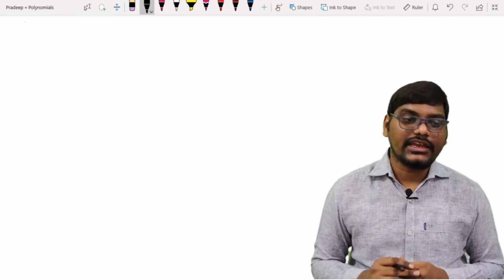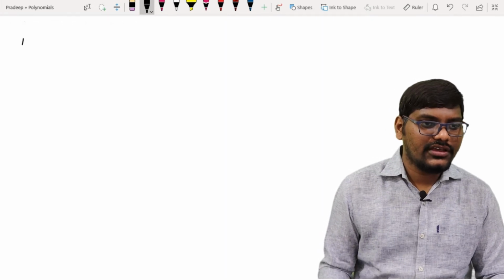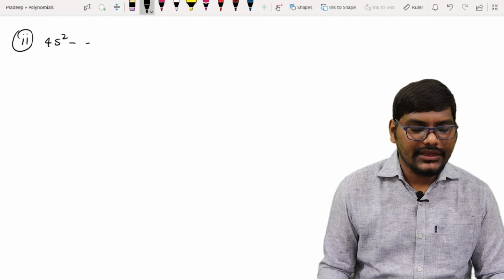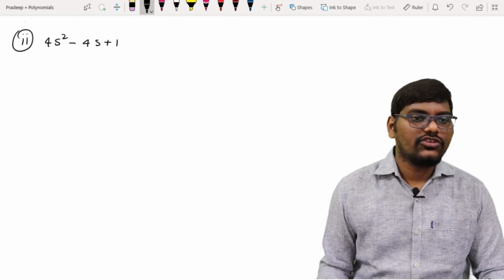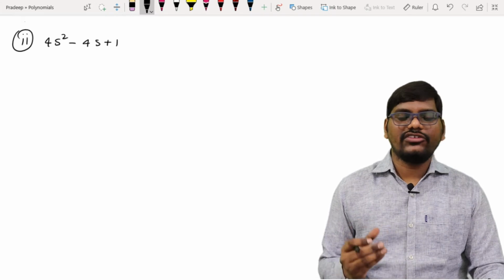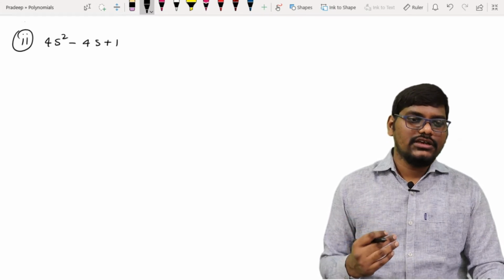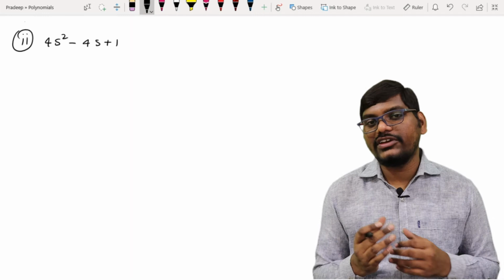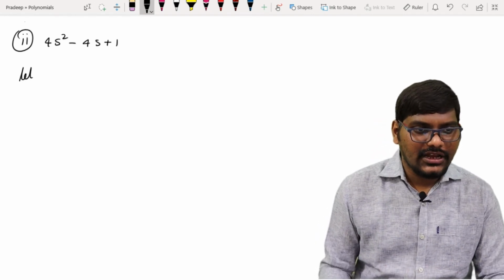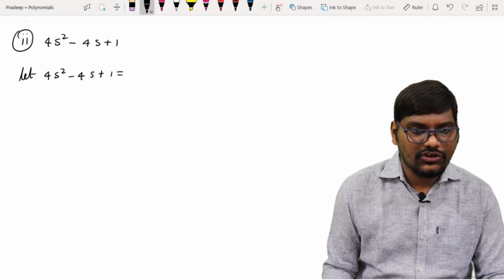So let's go for the second question. The question says 4s square minus 4s plus 1. So this is a quadratic equation. Almost all the questions are very similar to one another, so this also we'll solve as we did for the first problem. So let's go forward. Second, let 4s square minus 4s plus 1 equal to 0.